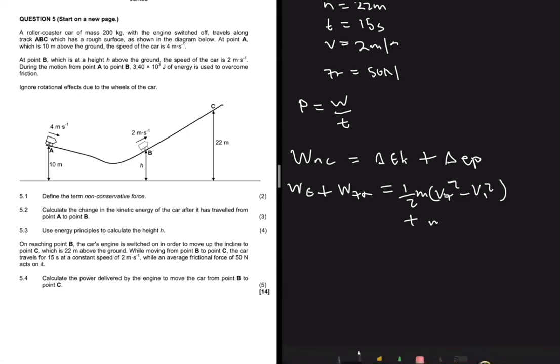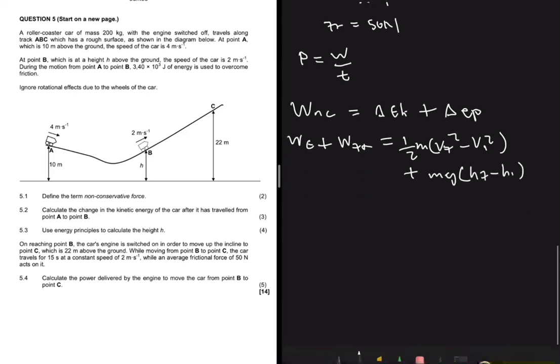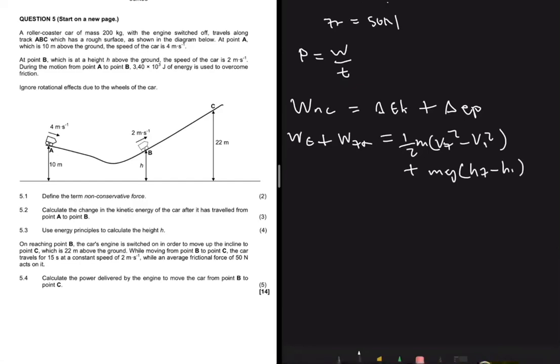plus mg (h final minus h initial). So let's go ahead and sub that. Work done by the engine is what you're interested in, so we're going to have work done by engine plus work done by friction. The constant frictional force is given as 50 newtons, so we're going to have 50.